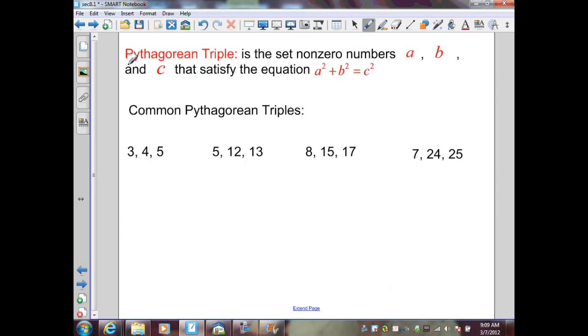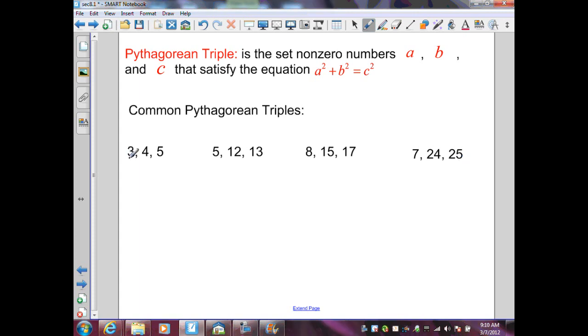Our next definition is a Pythagorean triple. That is a set of non-zero numbers, a, b, and c, that satisfy the equation a squared plus b squared equals c squared, which is the Pythagorean theorem. Our common Pythagorean triples are listed here: 3, 4, 5; 5, 12, 13; 8, 15, 17; 7, 24, 25. But what does that actually mean to you?